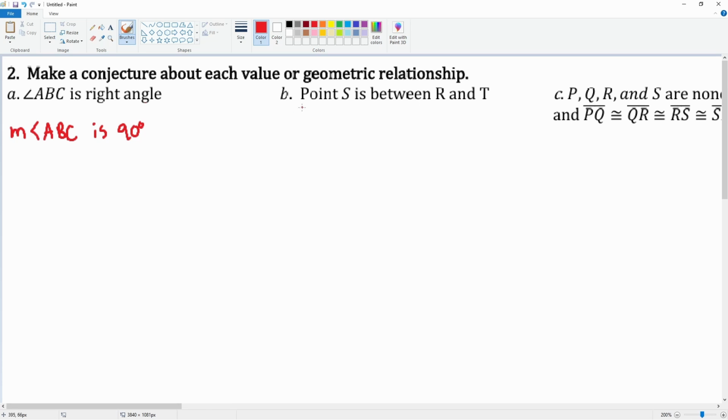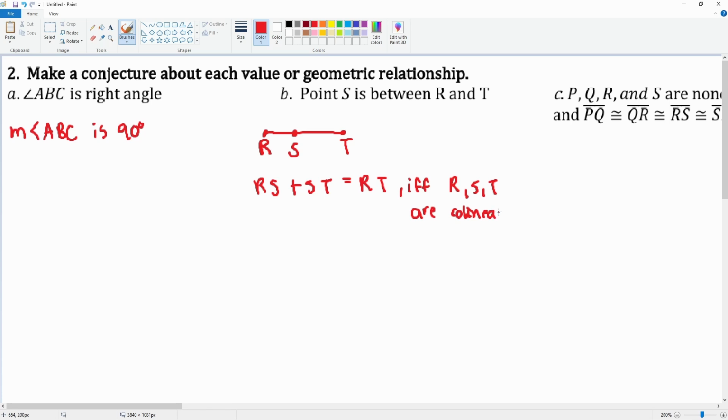Then next you see that point S is between R and T. So here this is R, this is T, and we can say S is somewhere between here. Therefore, you can say RS plus ST has to be equal to RT if and only if R, S, and T are also collinear.